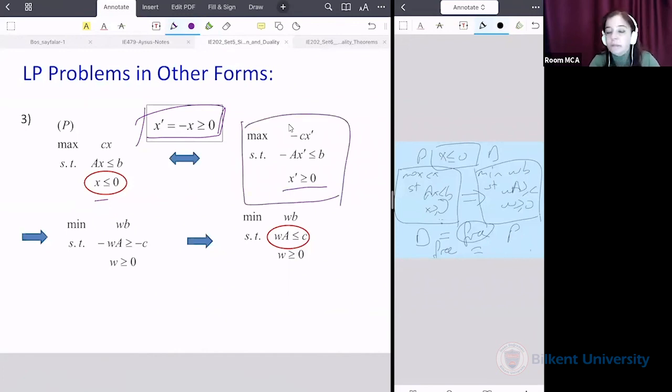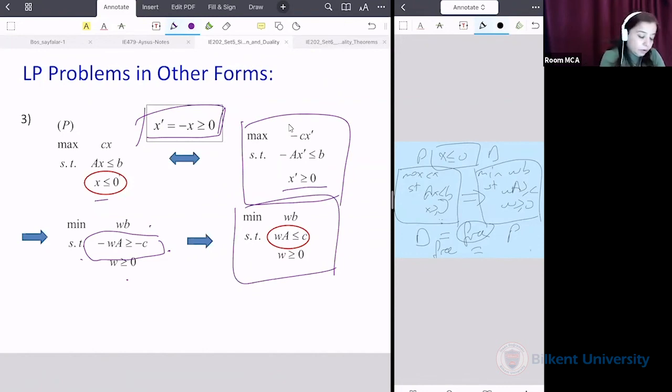It's in canonical form. Let's take the dual. Then my dual is minimizing Wb subject to WA greater than or equal to C, W non-negative. And if you look at this constraint, this is actually equivalent to this one, WA less than or equal to C, W non-negative. So be careful: if the variable in the primal is in the reverse format, okay, less than or equal to is reverse, then the corresponding constraint in the dual is reverse.